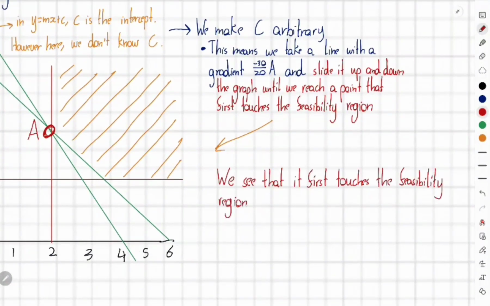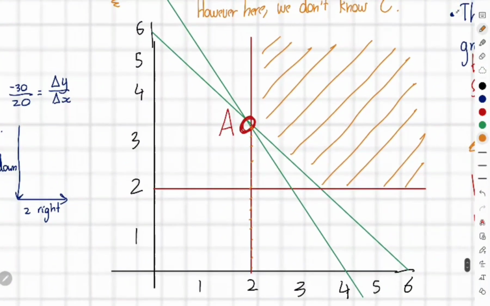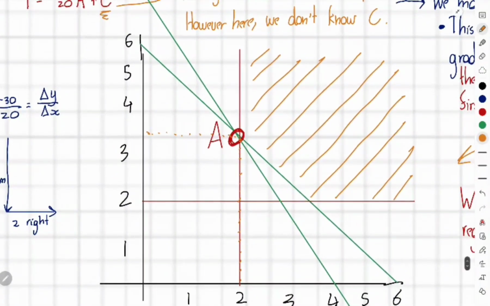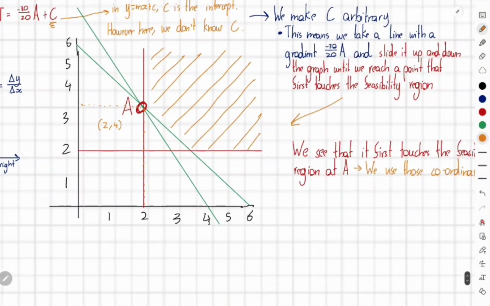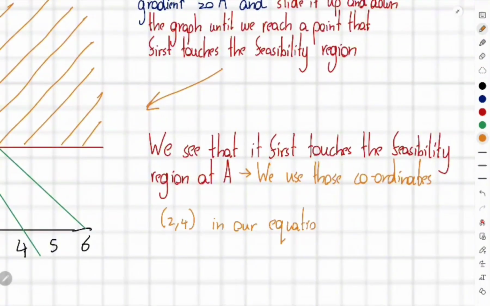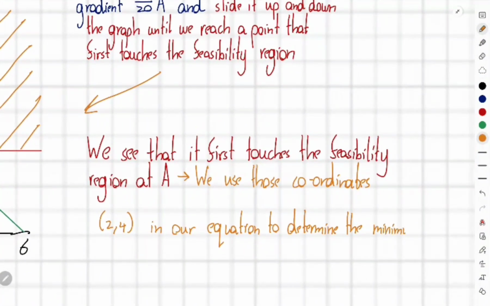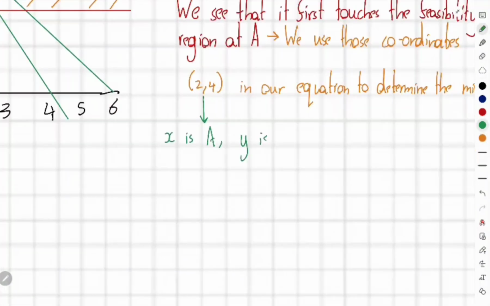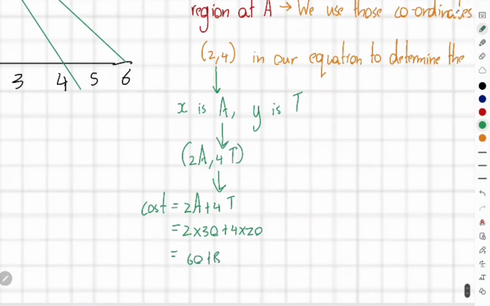This point, as it turns out, will be the local minimum of the function and lead to the optimization point because it will have the lowest cost. So let's work that out. The coordinate is 2, 4, and 2, 4 in our equation will determine the minimum cost. Recall x is a and y is t, sub that into the cost and we get 140, just like the tabulation method. You're a pro now, so let's go through a speed run.